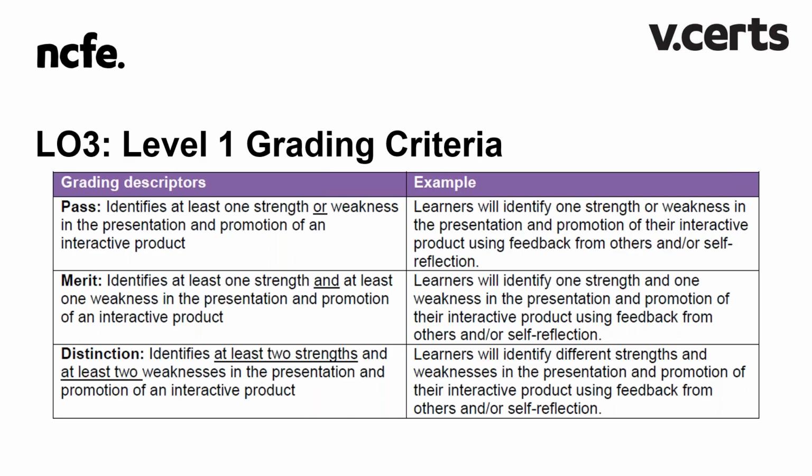And again, it's identify. So it could be bulleted points, or it could be very much in list format. They wouldn't be looking for too much description or explanation here. You know, even at distinction, it could actually just be a bulleted list of 2 strengths and 2 weaknesses for this level. But again, it's important that even at level 1, there is some reference to feedback, so that they've actually collated some feedback from others.